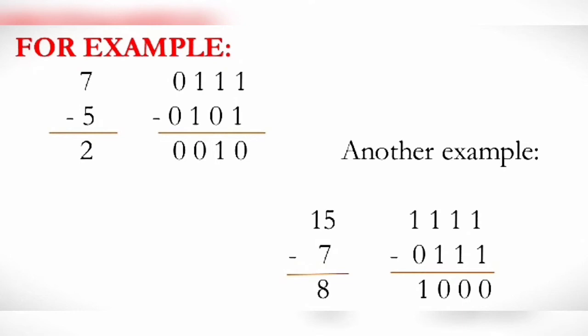And another example is 15 minus 7. It gives 8. We can write 15 as 1111 and 7 as 0111. If we subtract this, 1 minus 1 becomes 0, 1 minus 1 becomes 0, and again 1 minus 1 becomes 0, and 1 minus 0 becomes 1. 1000 is the binary representation of 8.